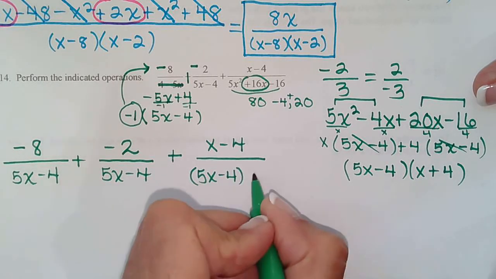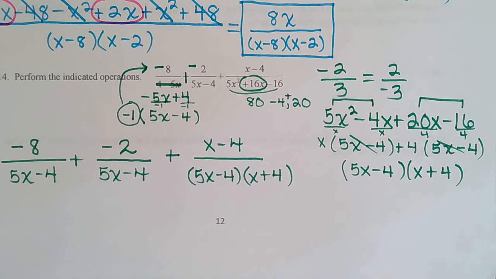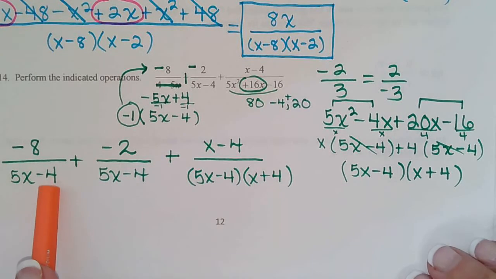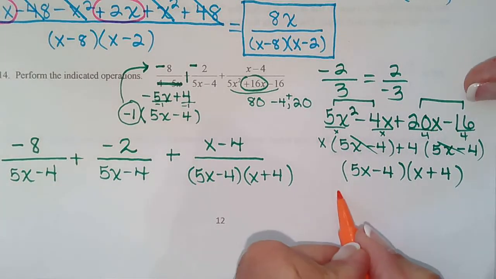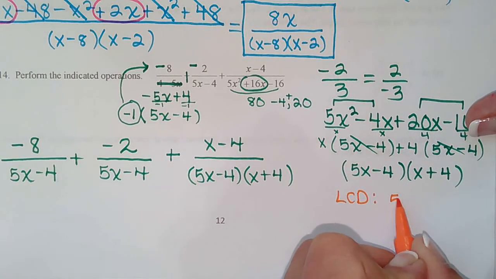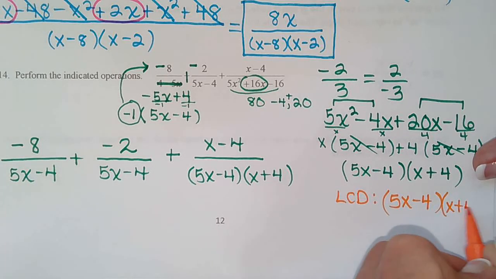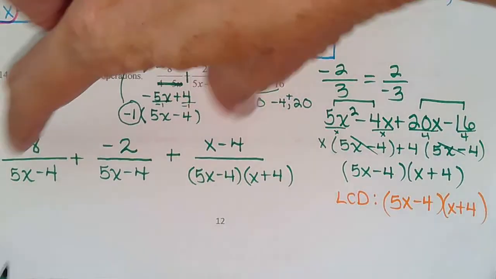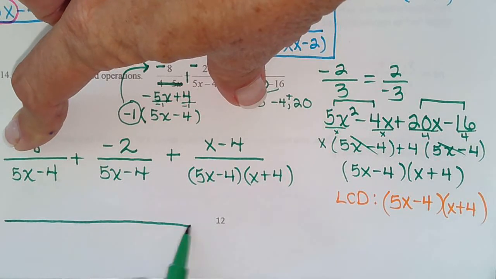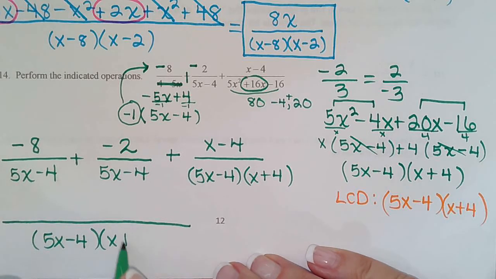So I hope now you can easily see what the LCD is. Can you guys easily see that? Write everything you see, but with only the highest exponent. I see 5x minus 4 to the first, 5x minus 4 to the first, 5x minus 4 to the first. So the LCD has 5x minus 4. What else do I see? I see an x plus 4. So that is my new common denominator. So 5x minus 4 and x plus 4.